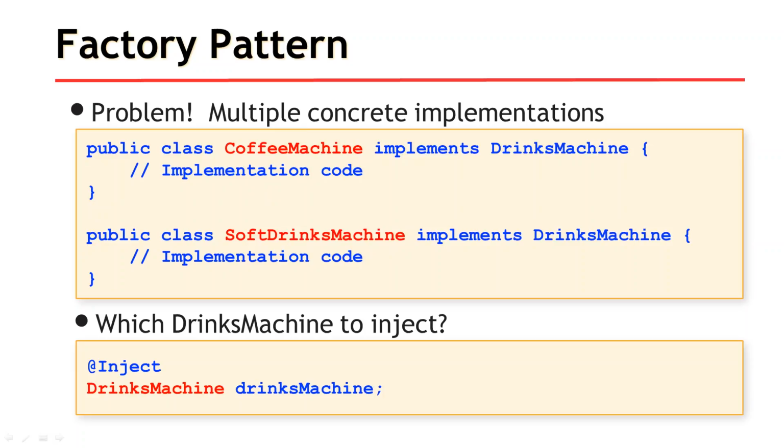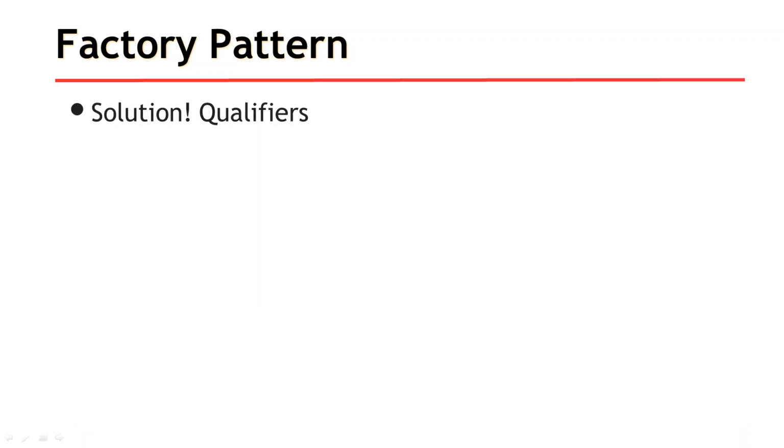What happens if we have more than one concrete implementation of the drinks machine interface? Which implementation should we inject? Soft drinks machine or coffee machine? The container doesn't know, and so deployment will fail with an ambiguous dependency error. So how does the container distinguish between concrete implementations? Java EE gives us a new tool, qualifiers.